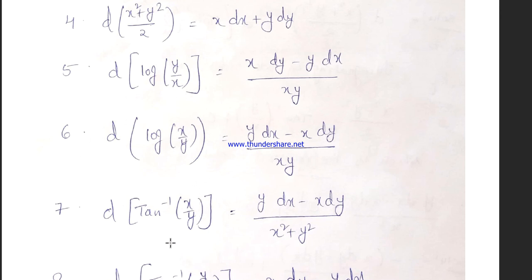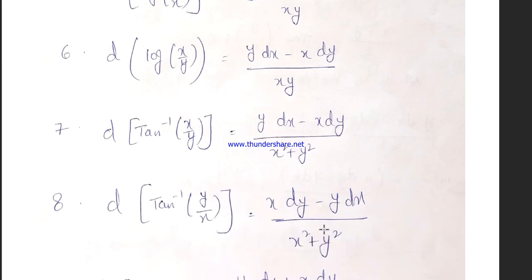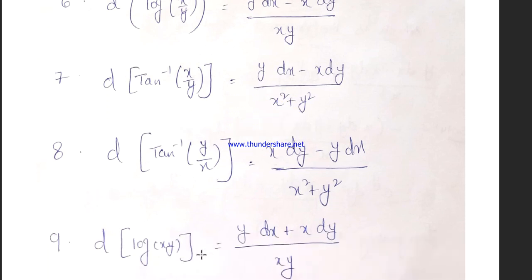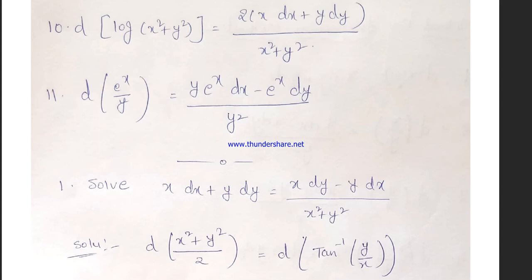The derivative of tan inverse x is 1 by 1 plus x square. So you take x equal to x by y, write the derivative of x by y separately, and multiply. We get the form (y dx minus x dy) by (x square plus y square). Next, d of tan inverse of (y by x) equals (x dy minus y dx) by (x square plus y square). The next one is d of log of xy equals (y dx plus x dy) by xy.